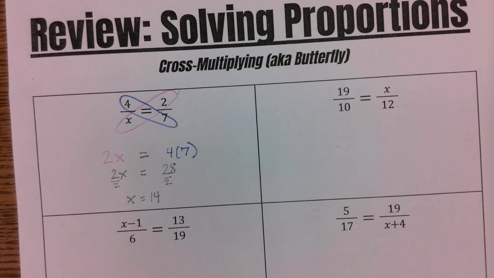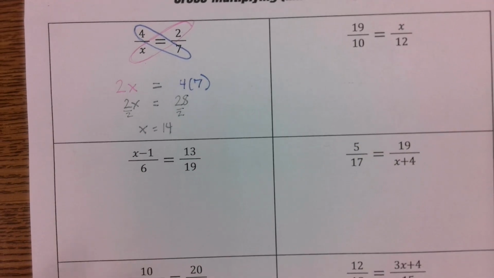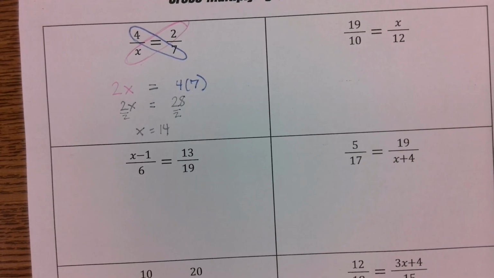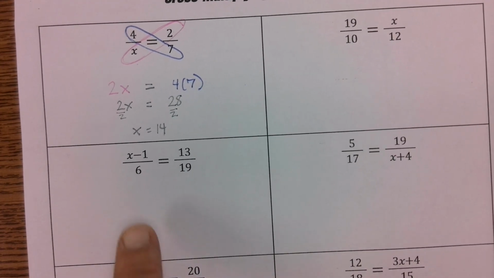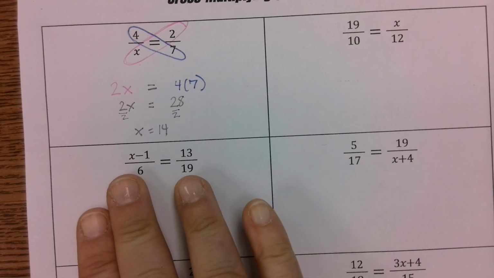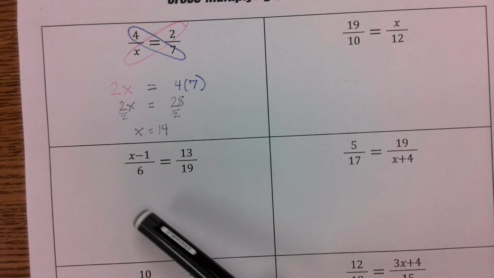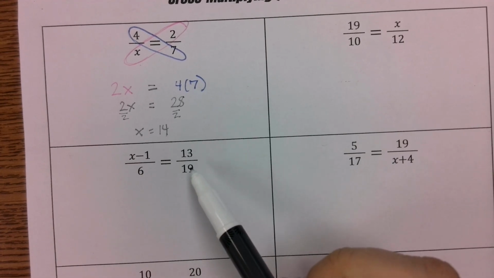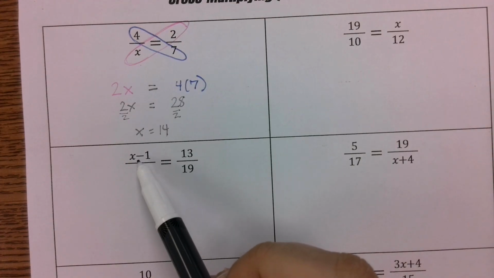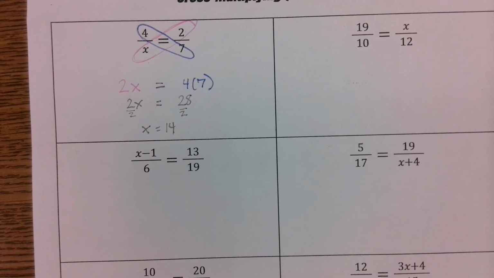Now let's try it with more than one value associated with the x. So this one is very similar, but you can see there's one difference. Do you see how the x this time has a number with it? All of these are a single term, except for this one with the x in it.